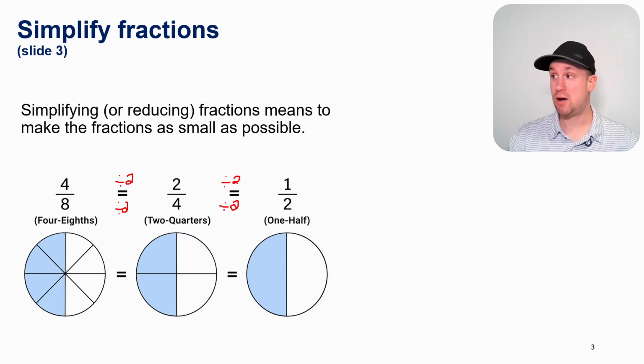Now, instead of doing it in chunks, 2 and 2, we could in fact go by the greatest common factor, the largest number that divides into both numbers, which is the number 4 here. So 4 divided by 4 is equal to 1, and 8 divided by 4 is equal to 2. So 1/2 is, again, our most simplified form here.